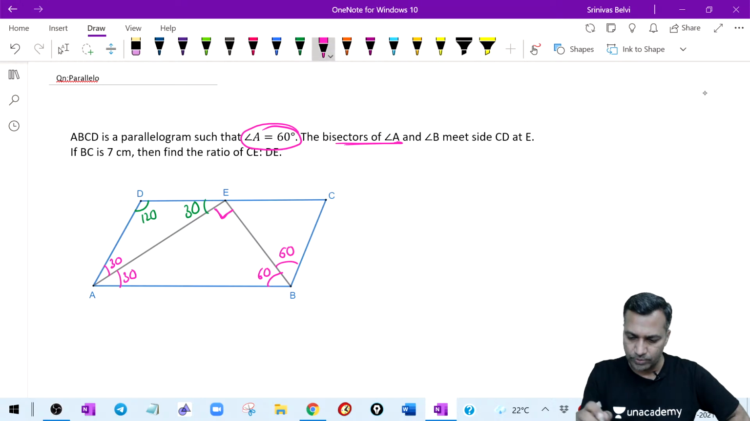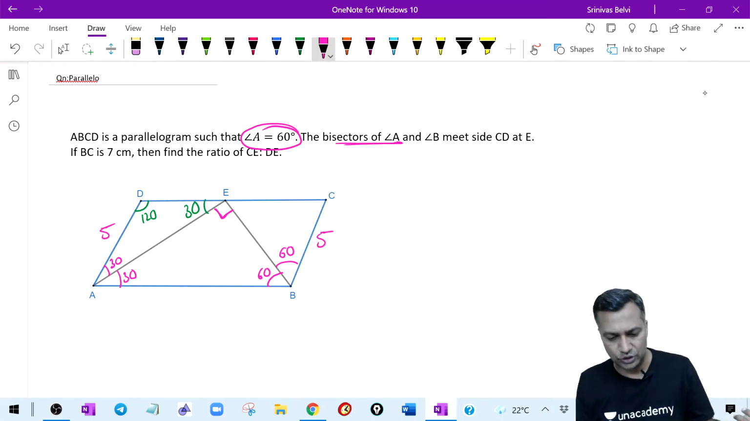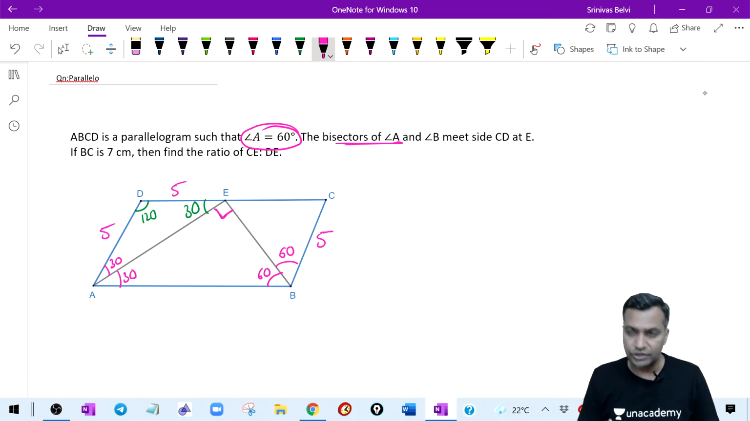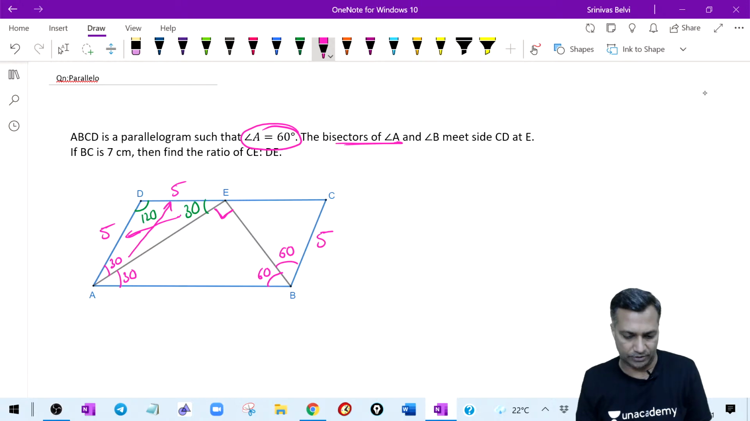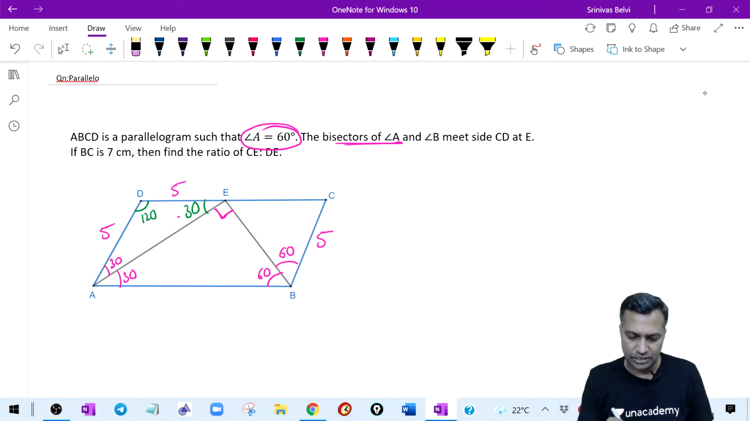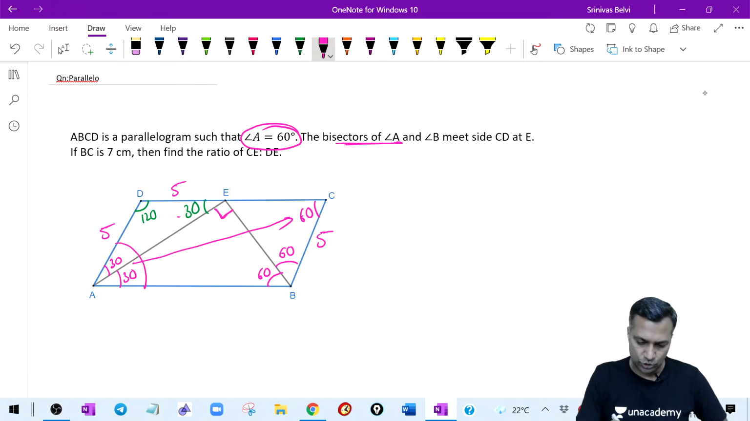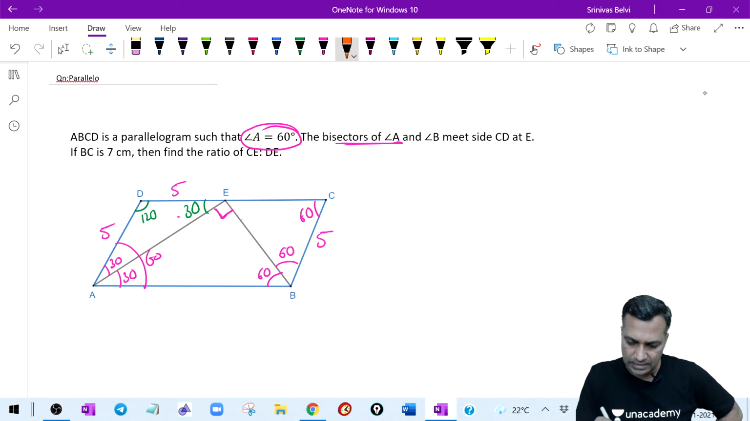Fair enough. So what is given to me? It is given that BC is 5. If BC is 5, then AD is also 5, which we know. If this is 5, then this is also 5. You may wonder how, because two angles are equal. If the side opposite this angle is 5, then the side opposite the other 30 degrees is also going to be 5. So I immediately get this point: this is 5. Already I knew that this is 60. Why? Opposite angles are equal, so this is another 60.